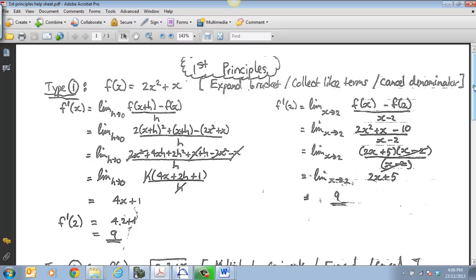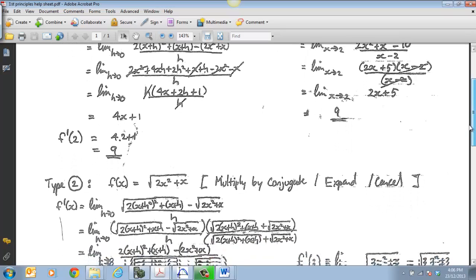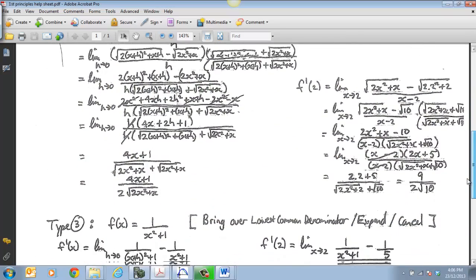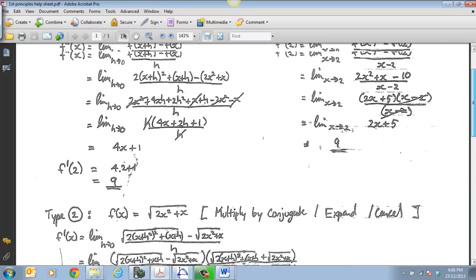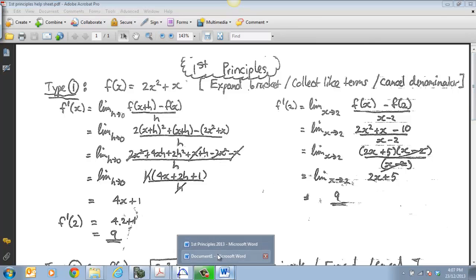Alright, there are 3 types of first principles that you could be asked to do. One is where you've got a polynomial, and that's the first one we're looking at today. There's a second one, a type 2, where you're actually using a surd. Right, and then type 3 is when you've got a fraction. Alright, so for the type 1 problem, the steps that we're going to go through are to expand the bracket, collect the like terms, and then cancel the denominator. Right, so let's just have a go at doing one of these now.